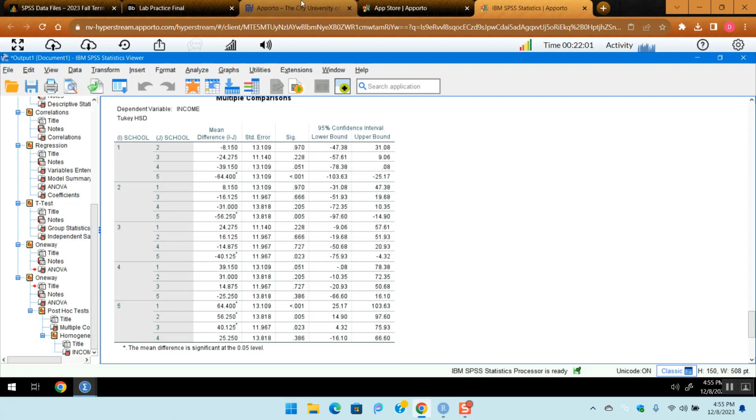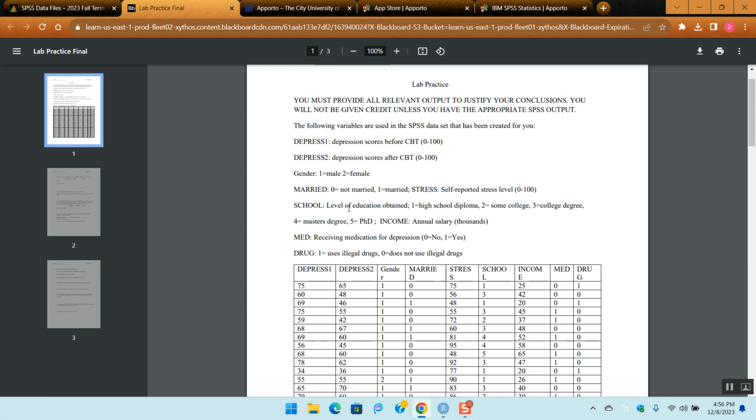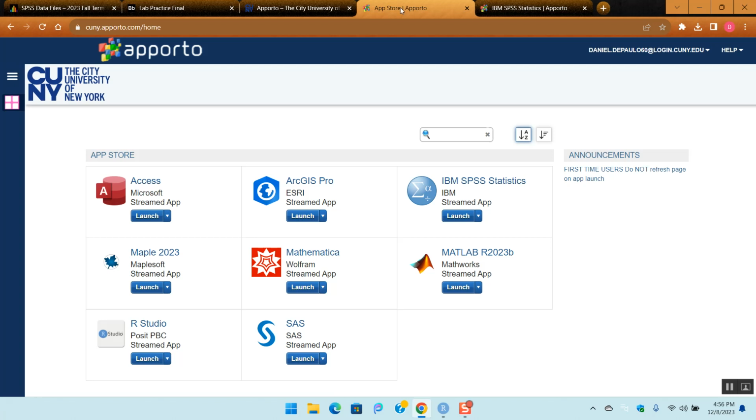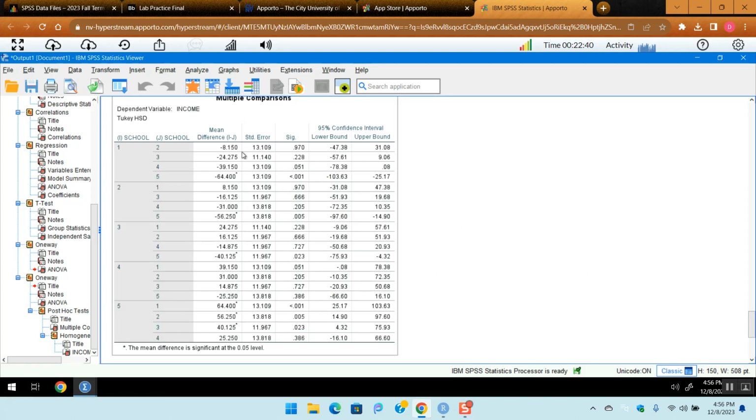What is group 1 and group 5? I have it labeled here in the lab. Group 1 is high school diploma. Group 5 is PhD. So there's a difference between high school diploma students and PhD students in the amount of money they make. That kind of makes sense, right? Is there any other difference here besides high school and PhD? Oh, here's another difference. Number 2, which is, I think, some college, and PhD. So there's a difference between some college and PhD because 2 is some college, 5 is PhD.